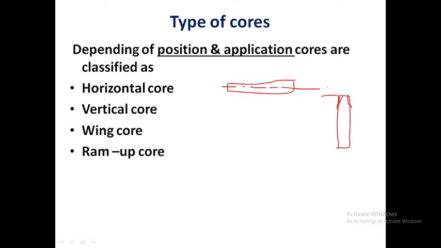Okay, and the next, that is the wing core. That means when a core hangs vertically from the cope without any support on the drag, it is called a hanging core. Okay, so the last one, that is the ram up core. A ram up core is a core which is placed in the sand along with the pattern before ramming the mold. Okay, and this core cannot be placed in the mold after the mold has been rammed. It is used to make internal and external details of the casting.